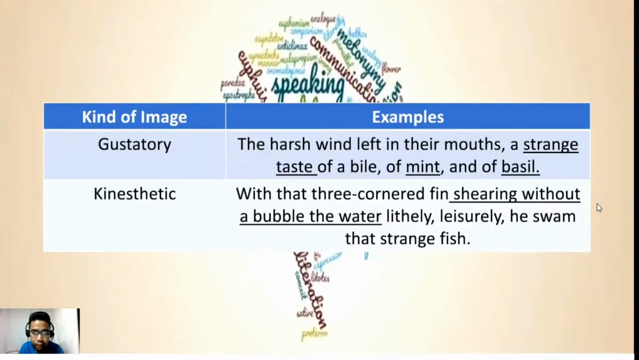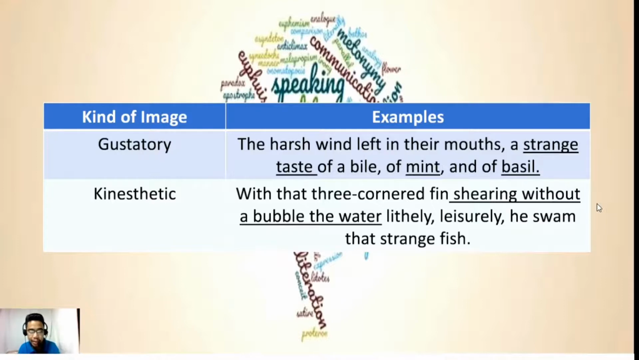And next, the second to the last kind of image, gustatory. Example: the harsh wind left in their mouths a strange taste of a vial of mint and of basil. Just the word taste, obviously a strange taste, appeals to our sense of taste, like also mint and basil. And last, kinesthetic.